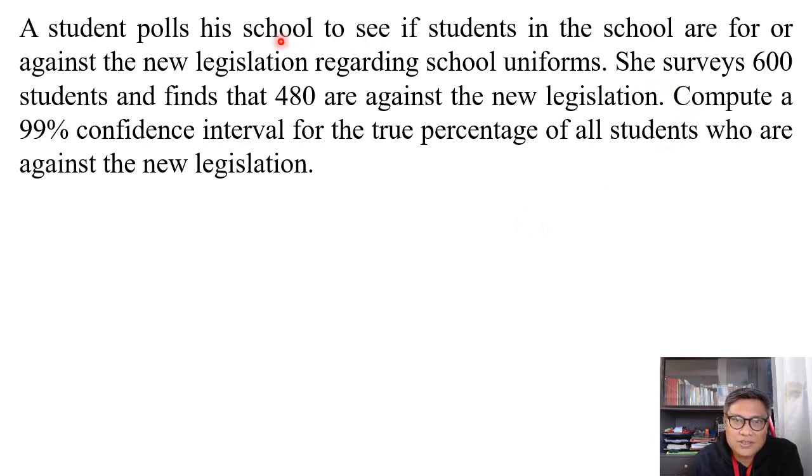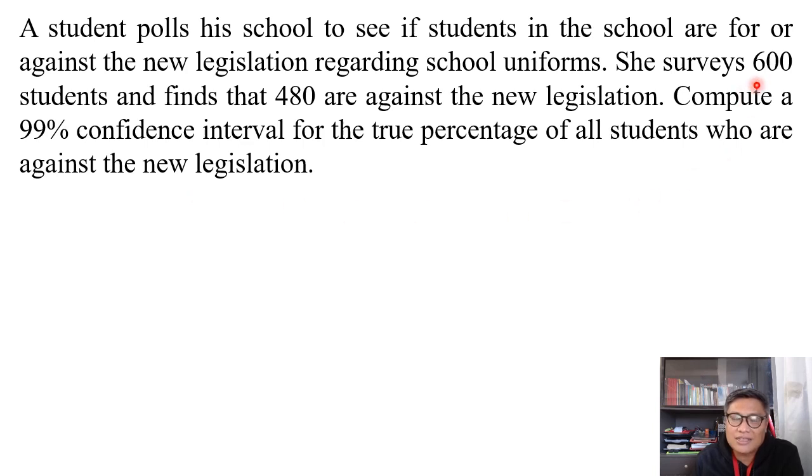She surveys, his. Okay, it should be he. He surveys 600 students and finds that 480 out of the 600 are against the new legislation. So, compute a 99% confidence interval for the true percentage of all students who are against the new legislation.